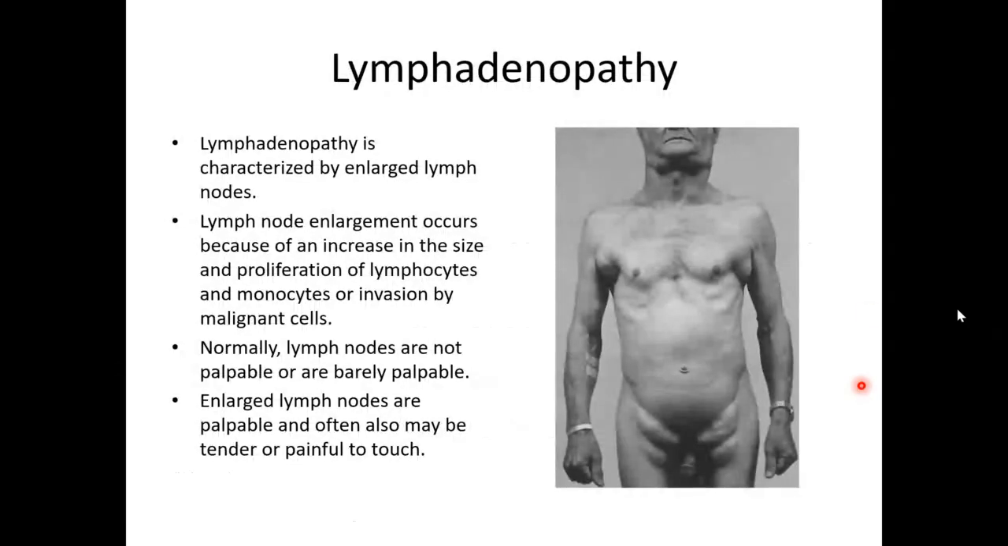Characterized by enlarged lymph nodes. So these are pictures from your book, and you can see this is pretty severe. There are enlarged lymph nodes here in his axillary area, his groin area, his neck, down the cervical area. Lymph node enlargement occurs because of an increase in the size and proliferation of lymphocytes.